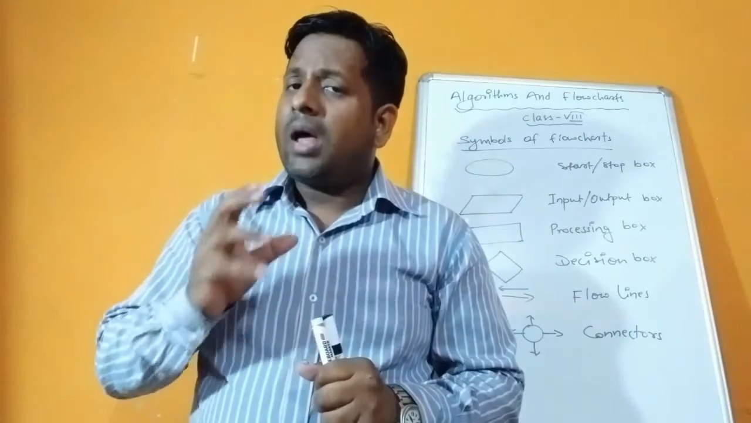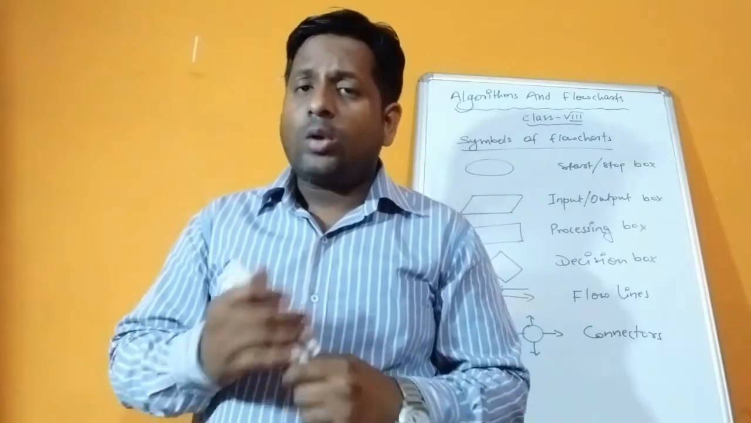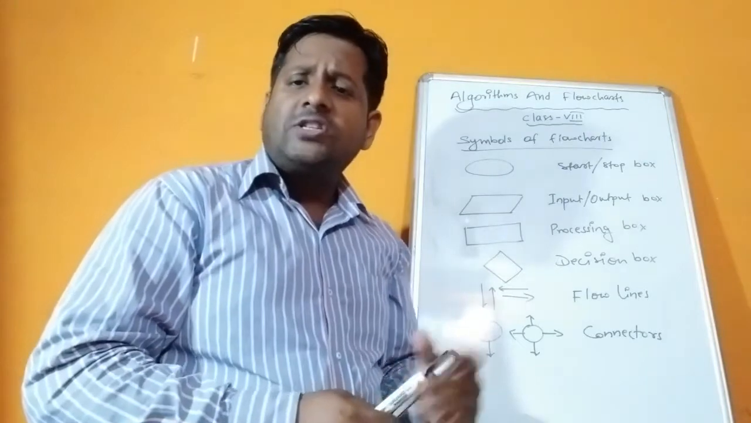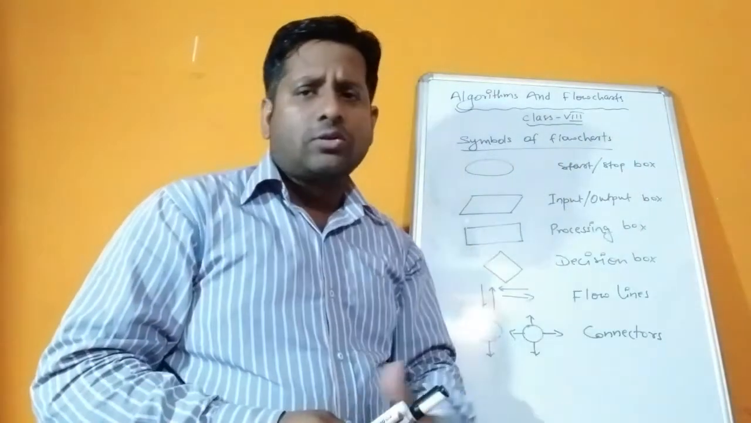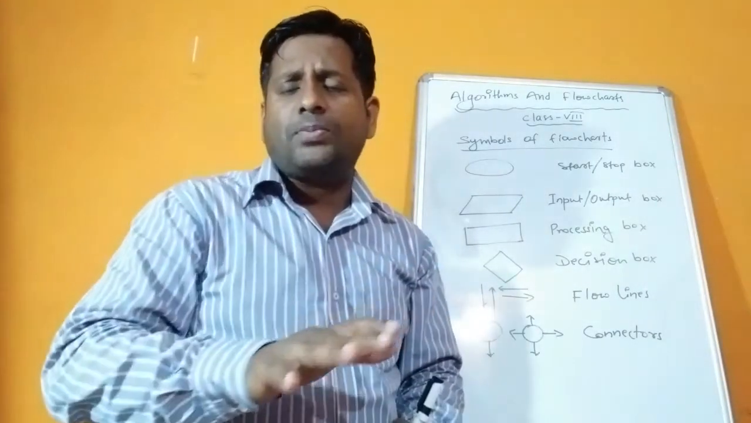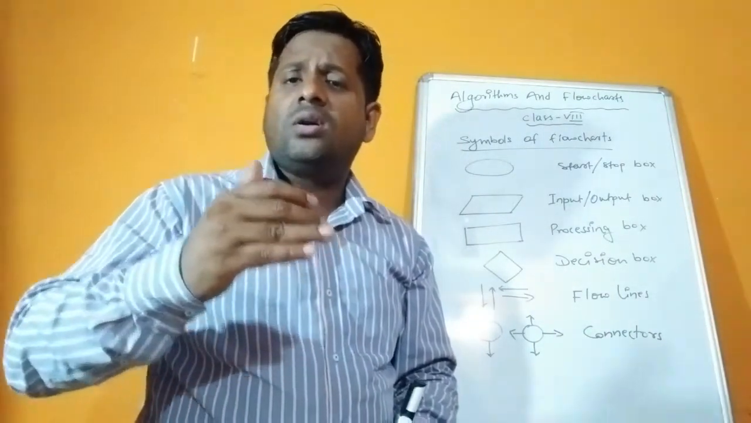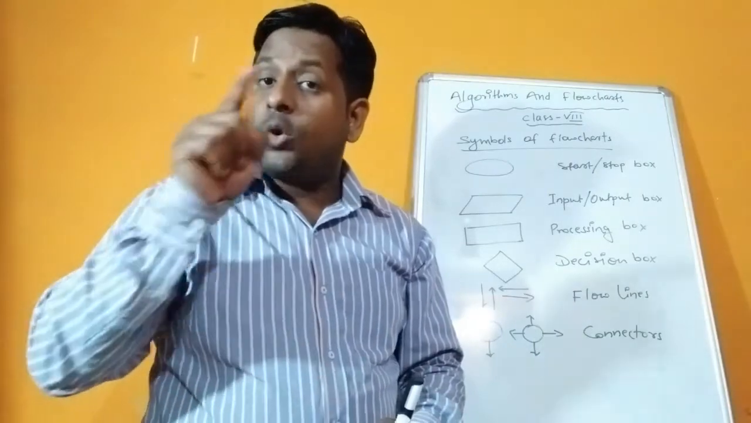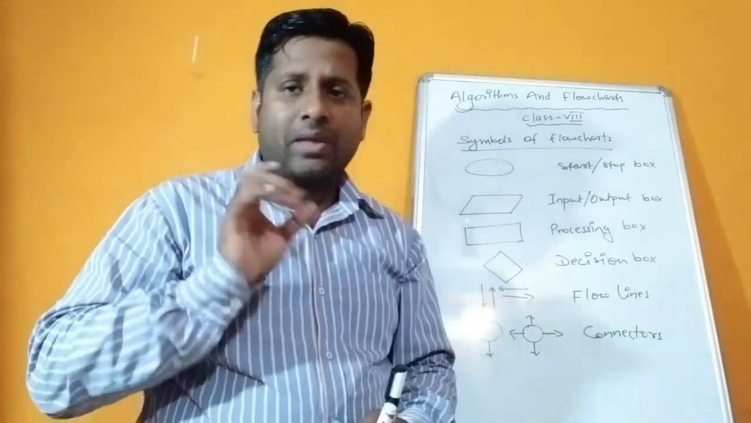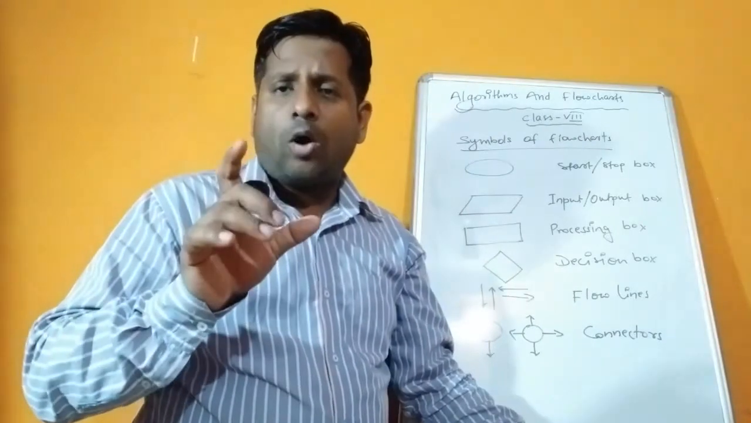So children, when I'm talking about pictorial or graphical, that means a set of symbols is required. See here on the board, I have drawn the symbols of flowcharts. The first symbol you can see is the start or stop box. As in an algorithm, the first step was start and the last was stop. Here also the concept is the same. The diagram starts with start and ends with stop. You have to make an oval shape, and inside the oval you write the text start or stop. So the oval shape is known as the start or stop box.